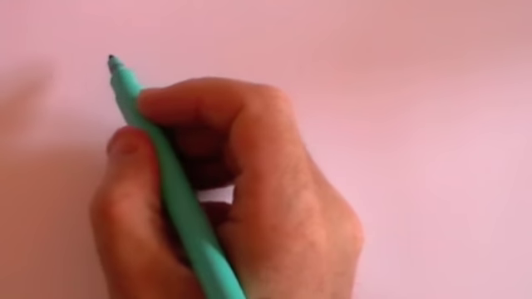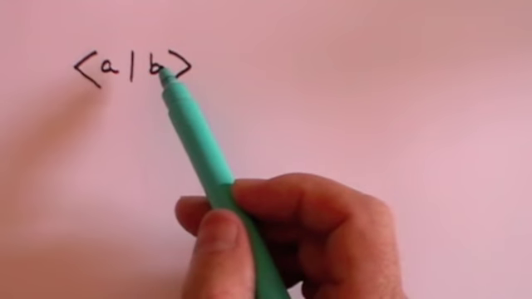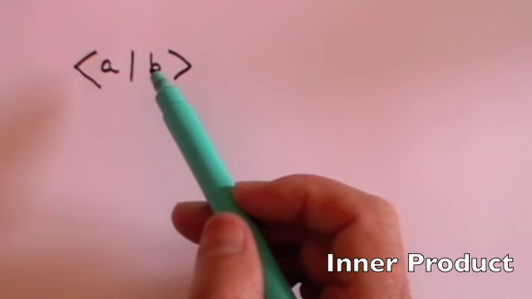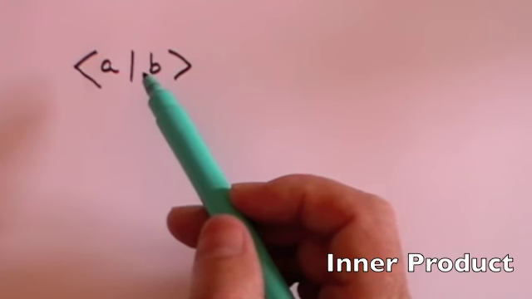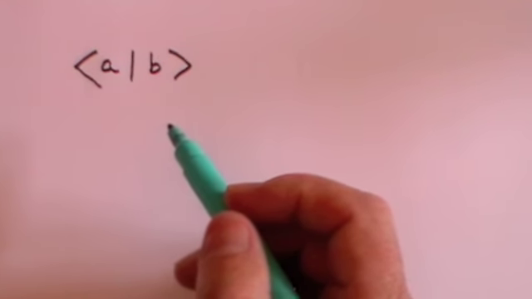Now we come on to what will turn out to be a very important concept when we get to the physics. And that is what happens if you multiply a bra vector by a ket vector. So we've got bra vector A times ket vector B. That is called an inner product. And it's kind of equivalent to a dot product if we were simply talking about ordinary vectors.